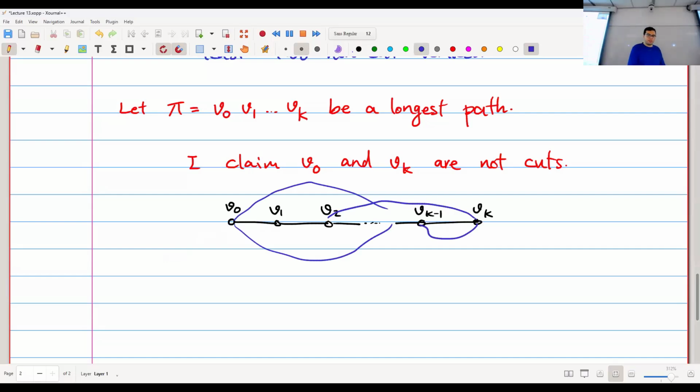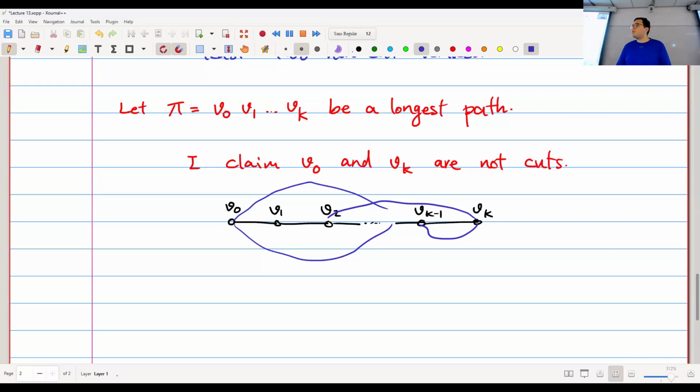Okay. So now, why would removing V0 not change the number of connected components? Because look, if V0 was supposed to be a cut, when I remove V0, there should be two neighbors of V0 that cannot reach each other anymore, right? But all the neighbors of V0 are already in this path. So even if I remove V0, they can definitely reach each other. All of these are connected to each other. So V0 is not a cut vertex.